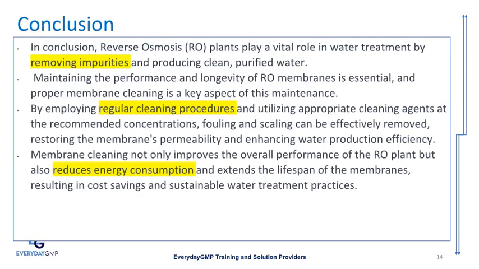In conclusion, reverse osmosis (RO) plants play a vital role in water treatment by removing impurities and producing clean, purified water. Maintaining the performance and longevity of RO membranes is essential, and proper membrane cleaning is a key aspect of this maintenance. By employing regular cleaning procedures and utilizing appropriate cleaning agents at the recommended concentrations, fouling and scaling can be effectively removed, restoring the membrane's permeability and enhancing water production efficiency.